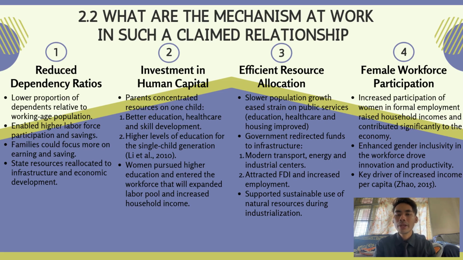Today I will be discussing the impact of China's one-child policy on income per capita, which is a policy implemented in 1979 with the goal of improving living standards through population control. One key mechanism of the policy was reducing dependency ratios. By limiting family size, fewer children meant more people could join the workforce, boosting economic productivity. Families could focus on earning and savings, while the government redirected resources toward infrastructure and development. Research by Bloom and Williamson highlights that lower dependency ratios are linked to faster economic growth. The policy also reshaped family priorities.